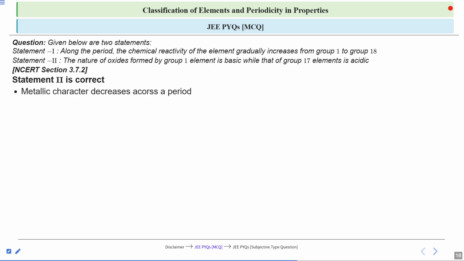Metallic character decreases across a period, and metals always form basic oxides. We know that sodium and lithium are basic in nature, whereas the right side elements, oxygen, then iodine and all halogens, are non-metallic in nature. So metallic character decreases across a period. Second thing, if they are metallic, then their oxides must be basic. Example, Na2O and K2O, which are oxides of sodium and potassium.